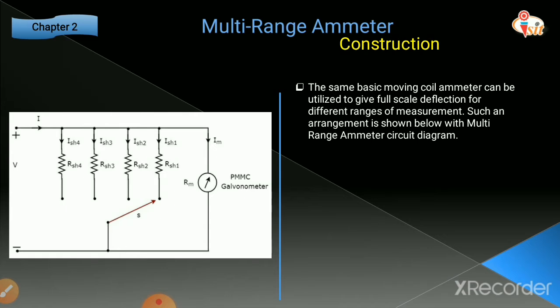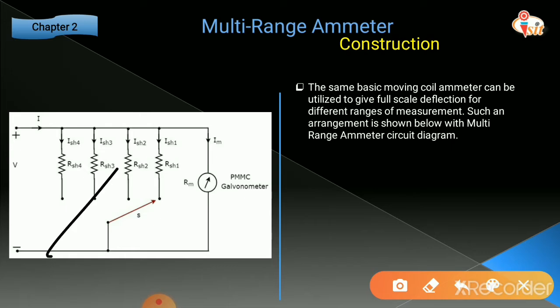Okay, this same moving coil can be used to give different ranges for measurement, such an arrangement is shown in the figure. So this is an arrangement for multi-range ammeter. Here the same galvanometer can be used.